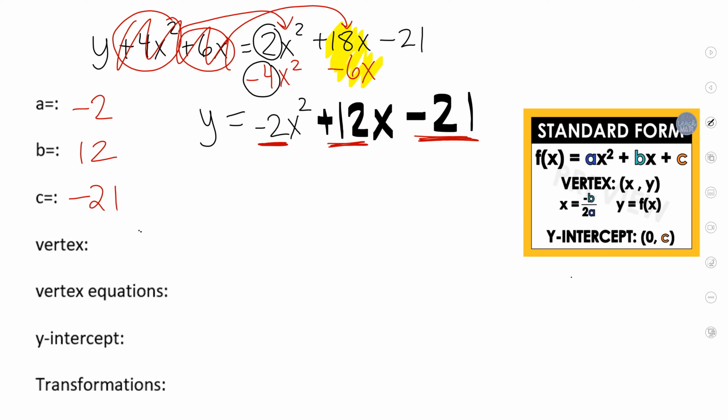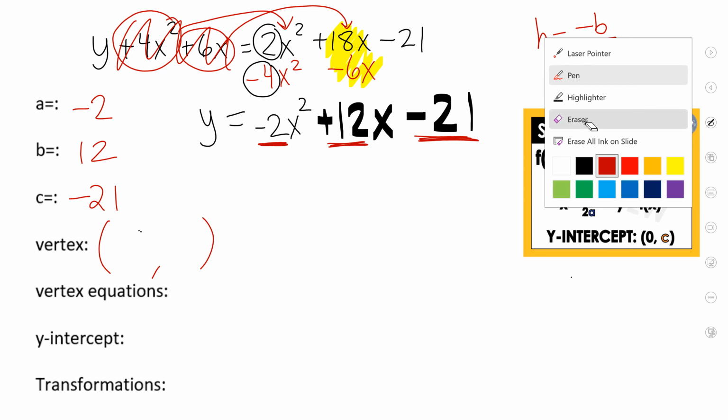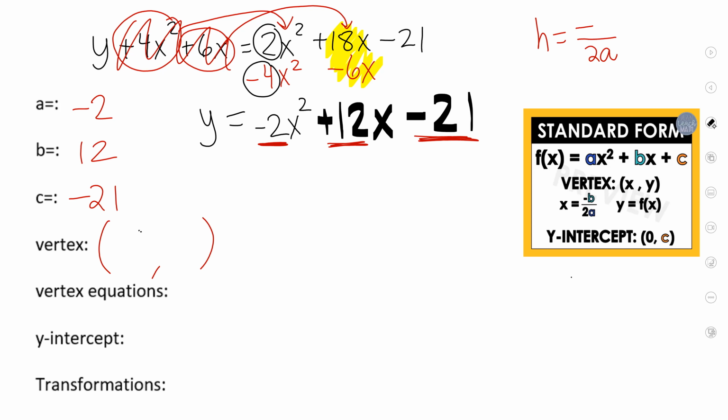The formula is h equals negative b over 2a. And that'll give you the x value for the vertex. That'll give me my first number of my vertex. So I'm going to erase the b. Do not erase the negative. That is part of the formula. My b value is 12. So I'm going to put a 12 right there. Yes, it will become negative 12 now.